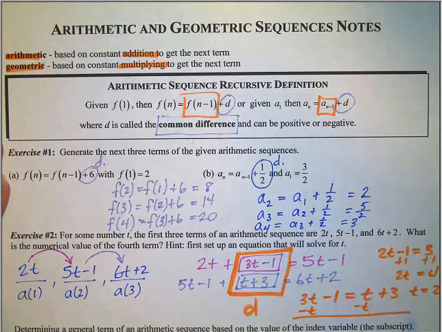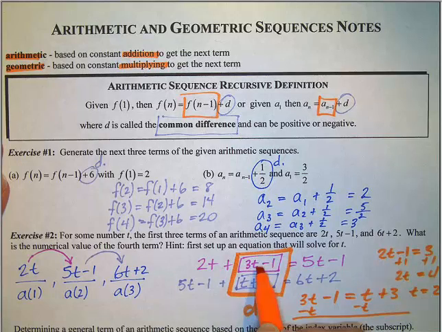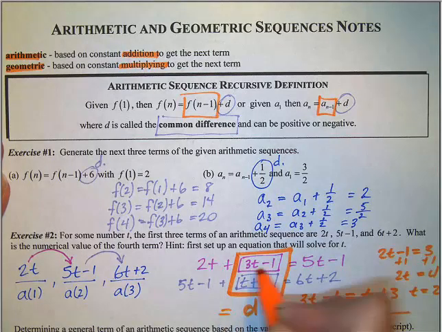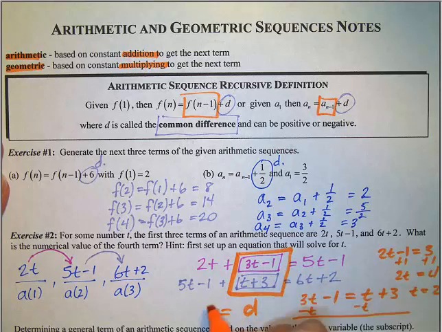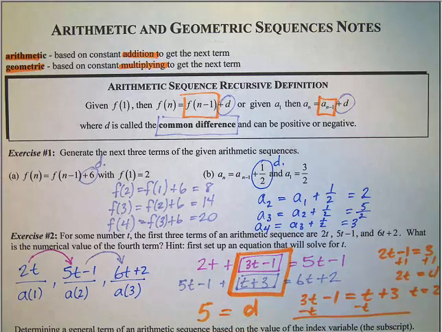So if t equals 2, what is my common difference? Well, one of them was t plus 3. So 2 plus 3 is 5. Well, what's 3 times 2 minus 1? It is also 5. So my common difference is 5. So now we have to go and find our terms.